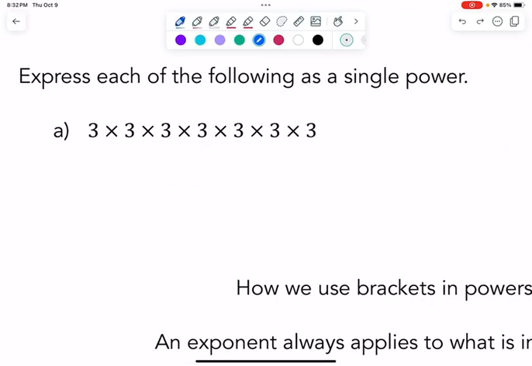Here we've got this 3 in here, so 3 is the base. So this is equal to 3, and we're going to put some exponent up here. For that, we just need to count how many times 3 is a factor. I've got 1, 2, 3, 4, 5, 6, 7 times. So this is 3 to the power of 7.